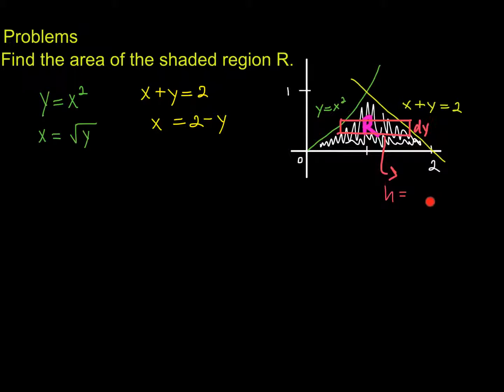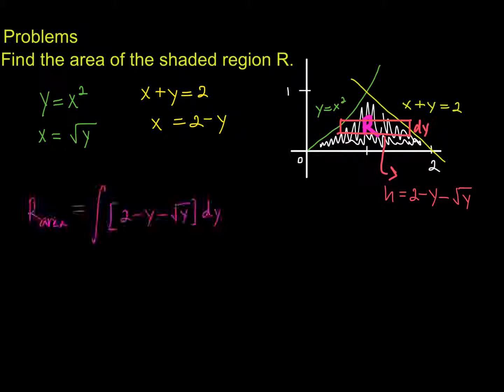And so now I can write an expression for my height. The yellow curve has a greater x value, so it's going to be 2 minus y minus the square root of y. And now I can set up my integral and integrate. So here is my integral. This is, of course, the height of my rectangles times the base. And determining my limits of integration, I'm going along the y-axis, and so I'm going from 0 up to 1, which is where the two curves intersect.